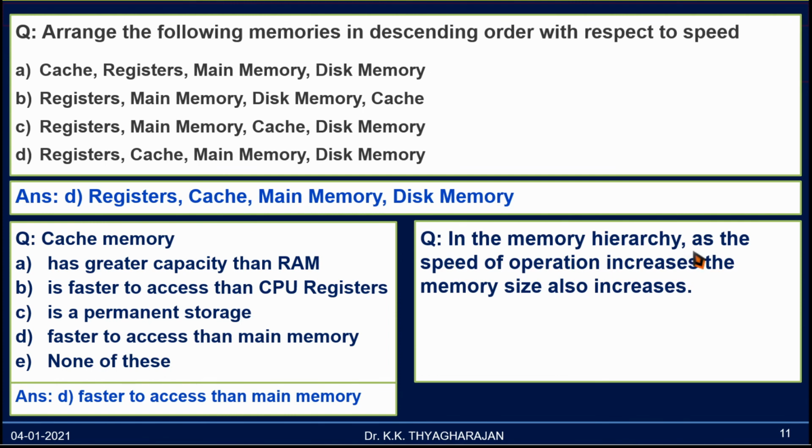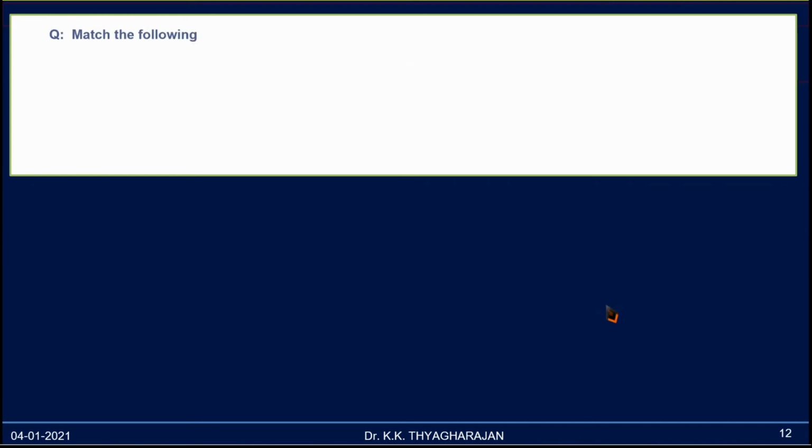Let us see the next one. In the memory hierarchy, as the speed of the operation increases, the memory size also increases. Actually, at the top we have registers, the speed is high, the size is small. So in the memory hierarchy, if the speed increases, the memory size decreases. So this is not correct, it is false. Let us see the next one.